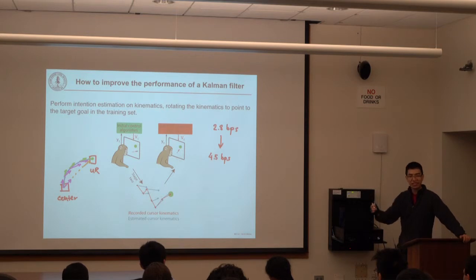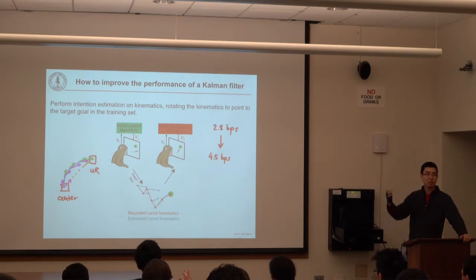It seems sort of intuitive, right? The monkey should always be aiming. His control policy is always to try to get to the target. And so this is trying to account for that control policy.